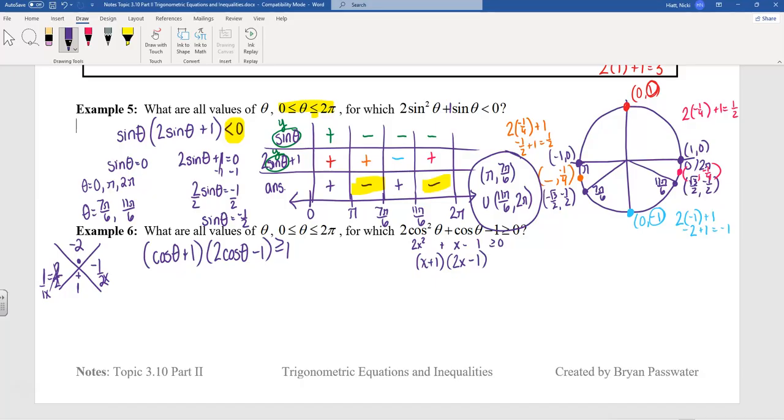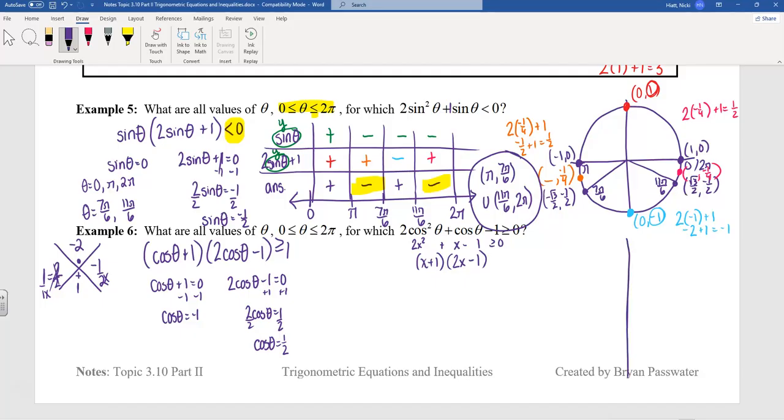Okay, so then we're setting each one of these equal to 0. Cosine of theta plus 1 equals 0. 2 cosine theta minus 1 equals 0. Over here, we got to subtract that 1. Cosine of theta equals negative 1. Over here, we got to add the 1. 2 cosine theta equals 1. Divide by 2. Cosine theta equals 1/2.